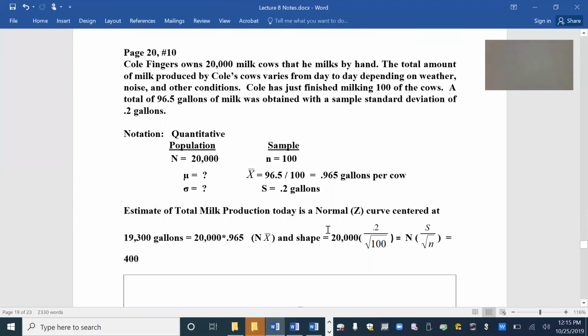Okay, next. Page 20, number 10. Cole Fingers owns 20,000 milk cows that he milks by hand daily. You got to milk them twice a day, by the way. The amount of milk produced by Cole's varies day to day depending on weather and noise. Cole just finished milking 100 cows. He got a total of 96.5 gallons of milk from these 100 cows, with a sample standard deviation of 0.2 gallons.